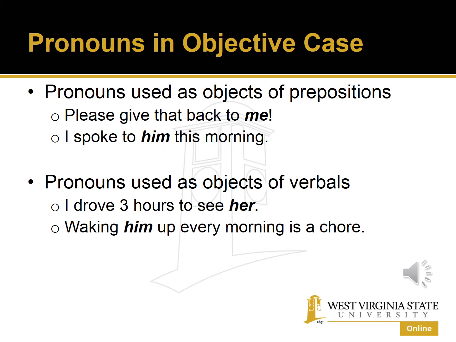Another case where we use pronouns in the objective case is when we have pronouns that are objects of verbals. So, for example, I drove 3 hours to see her. To see is a verbal. It's an infinitive verbal. And the entire infinitive phrase is to see her. So, her is the object of the verbal to see. Therefore, it's in the objective case. Or here we have an example with a participial verbal.